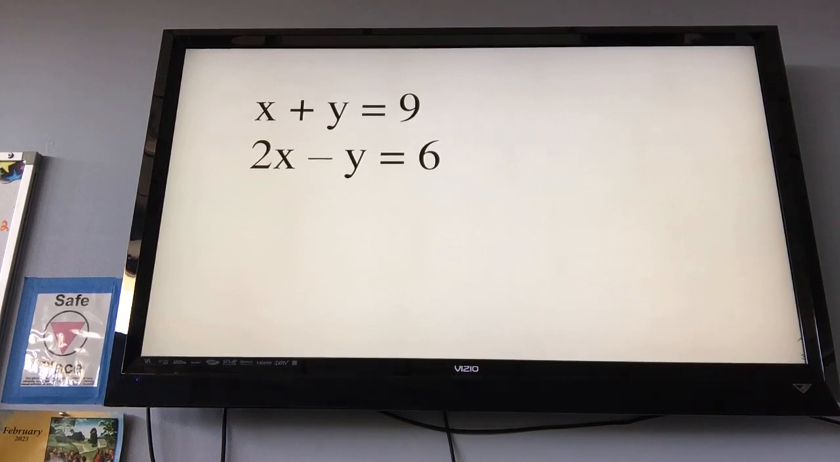Okay, what about this one? What am I gonna do? Would you multiply the top one by 2? No, I could maybe do it that way. It'd be a negative 2, but even easier.